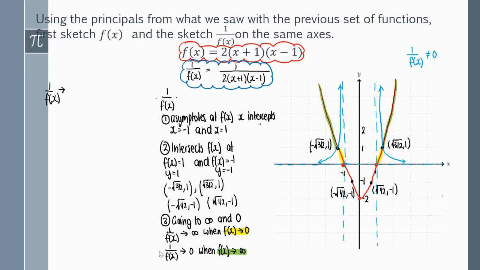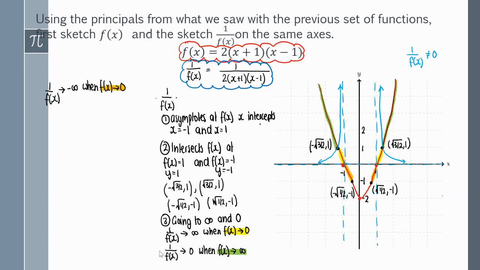One over f of x will go towards negative infinity when the original function goes towards 0 from below. So let's see where our original function goes towards 0 from below the x-axis. I can see in between minus 1 and x equals minus the square root of a half, my original function goes towards 0.